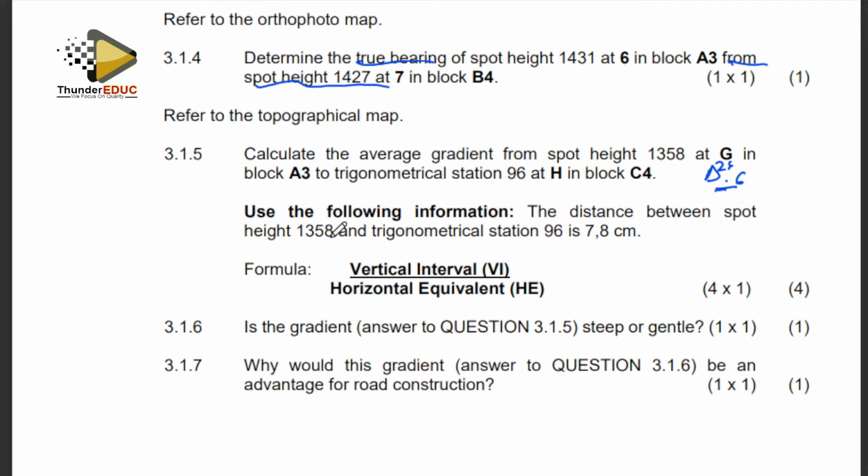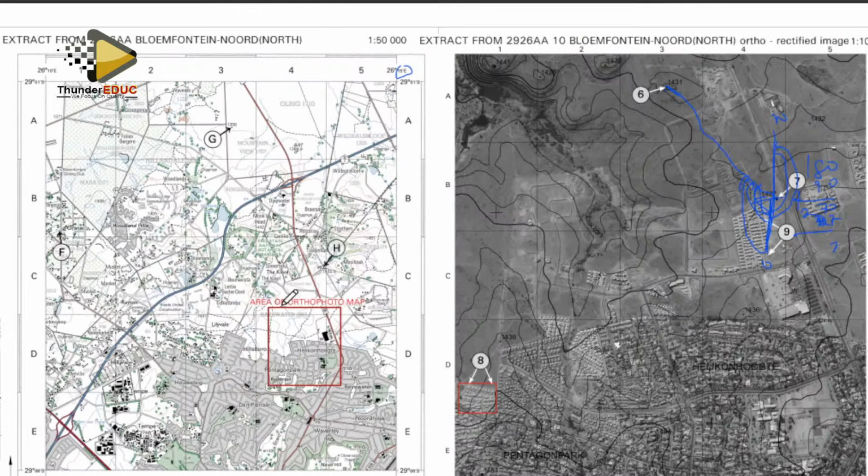But the good thing is that here they gave you the distance between the two spot heights. They gave you already the distance. So what are you going to do to calculate the difference? So we say VI will be the difference between the two heights. So we come here. The trig beacon is 96. In which block? It's in block C4. You come here, C4. H is here. Okay? So the height of this trig beacon is this number below here.